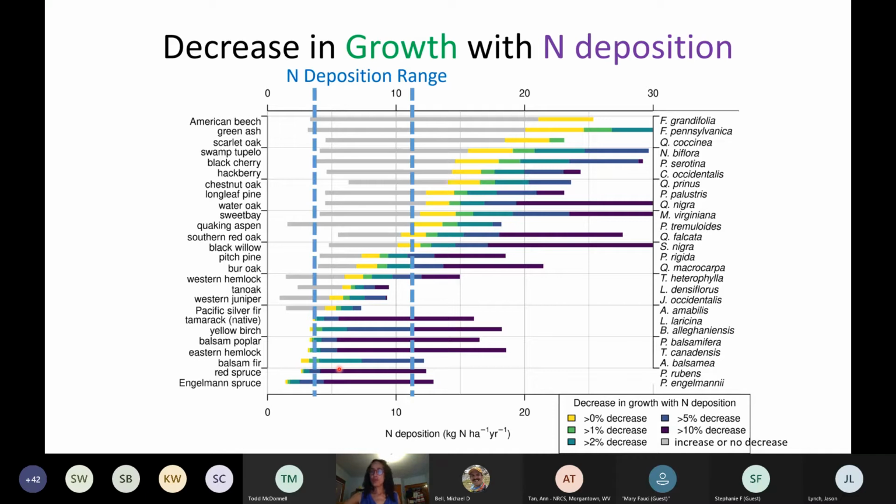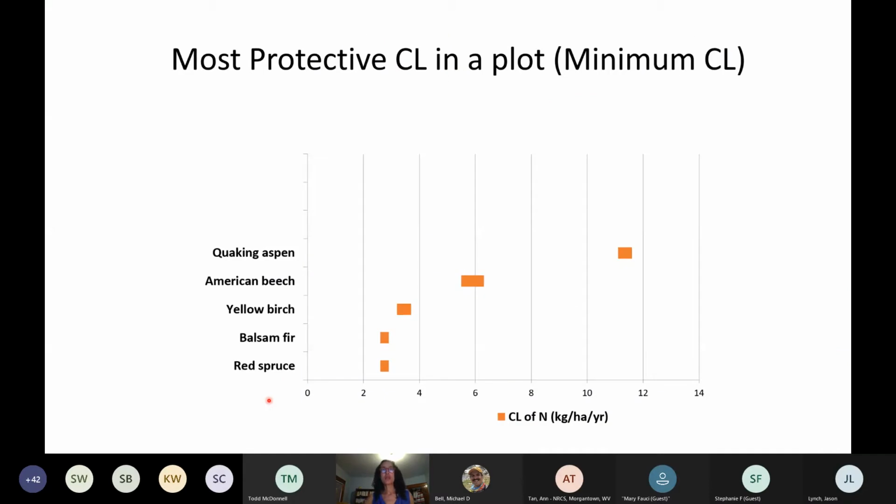So you could also look at a range of deposition. Let's say you're looking across a national park, and this range of deposition might indicate the range that exists in the park, and that would give you an idea then of the range of the detrimental responses for those species that would be present at that site.